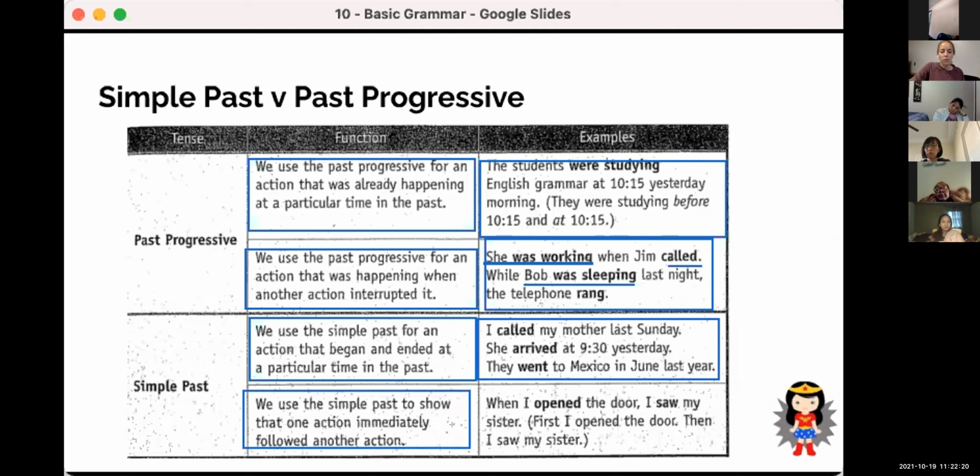We also use the simple past to show one action right after another action. When I opened the door, I saw my sister. First, I opened the door. Second, I saw my sister. Two verbs in the simple past.